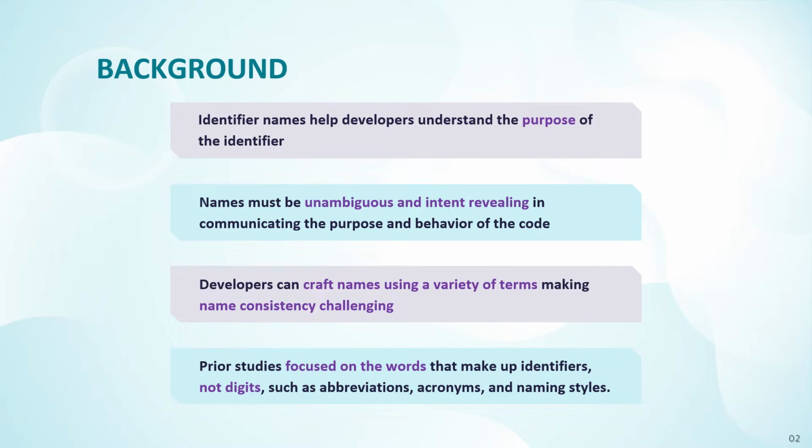The quality of an identifier's name is paramount for effective program comprehension as they convey the purpose of the code. Poor quality names can lead to drops in developer productivity and may also result in defect injection during maintenance activities. Hence, high-quality identifier names are those that are unambiguous and reveal the purpose and behavior of the code it represents.